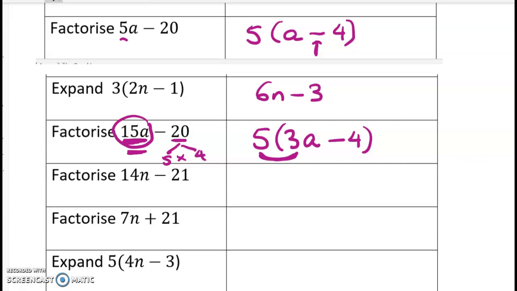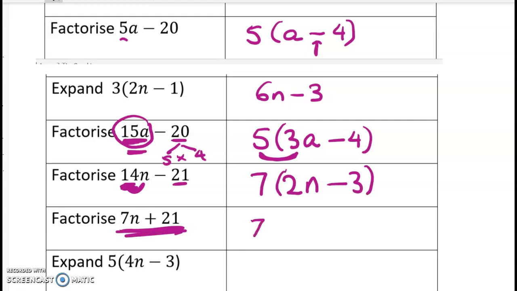The next one, we had 14n take away 21. So the highest common factor is going to be 7. 7 times what gets me this? 7 2's are 14, and I need 2 times n. 7 times what is 21? 7 3's. In this one, we're back to an easy one. The highest common factor is 7. 7 times n plus 3.